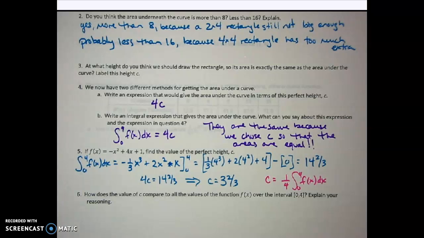Well, it's in the middle, isn't it? It's slightly closer to the max value of 5. It's closer to that max value of 5 than it is to the minimum value of 3. In fact, c is the average value.